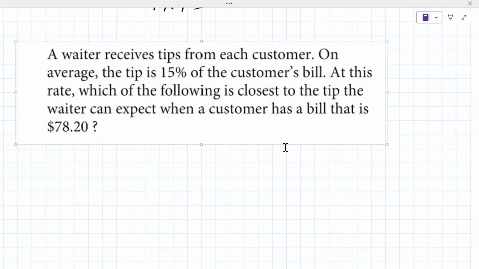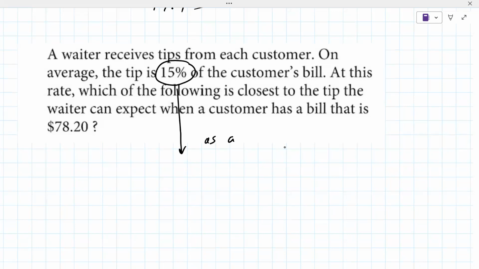On average, the tip is 15% of the customer's bill. At this rate, which of the following is closest to the tip that the waiter can expect when a customer has a bill that is $78.20? Okay, so we need to convert this to a decimal. What is this as a decimal? That is 0.15. 0.15, perfect. And so the tip is the original amount times 0.15.